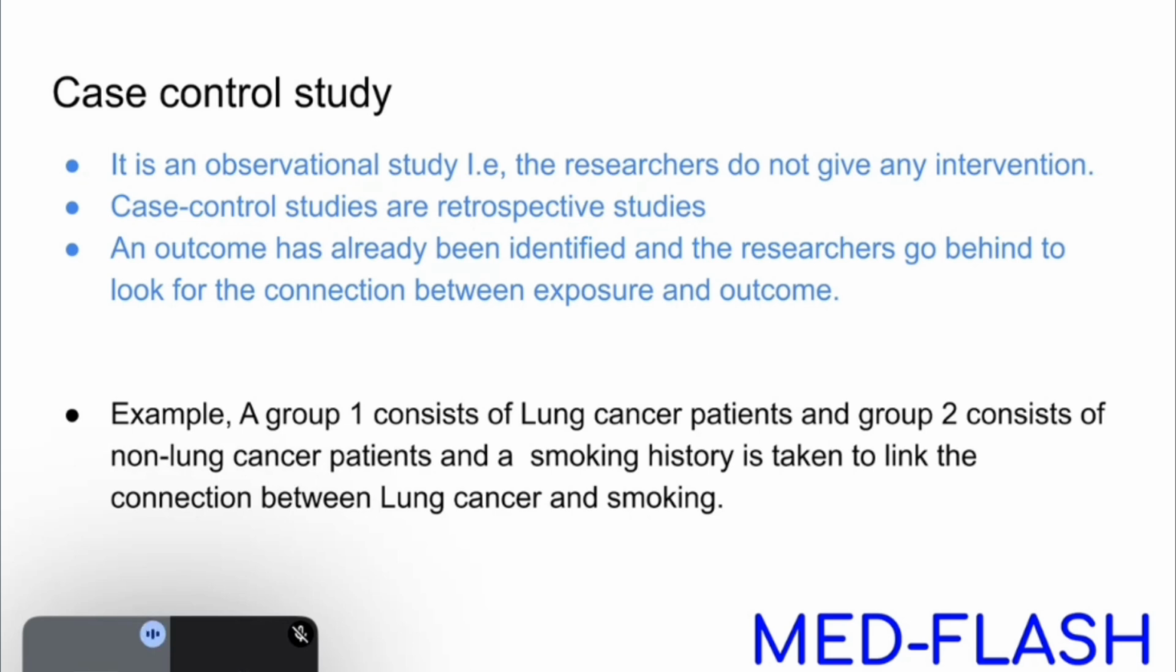The next step that the researcher will do is he will take a history of both the people in group 1 and group 2, to study the effect that has led to an outcome. So the effect that we have to identify here is smoking. So he will take a history, retrospectively go back and see how many people in group 1 who developed lung cancer were smokers, and how many people in group 2 who did not develop lung cancer were smokers, so that he can interlink the connection between smoking and lung cancer. I hope this is clear.